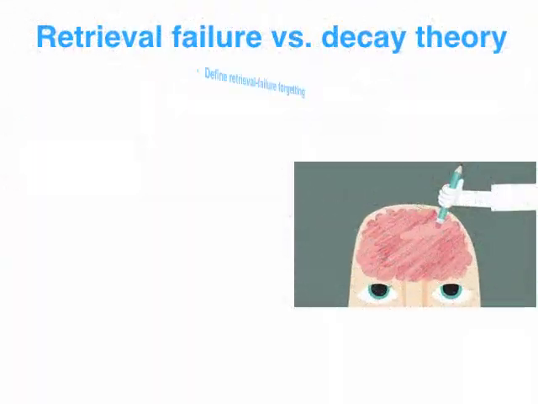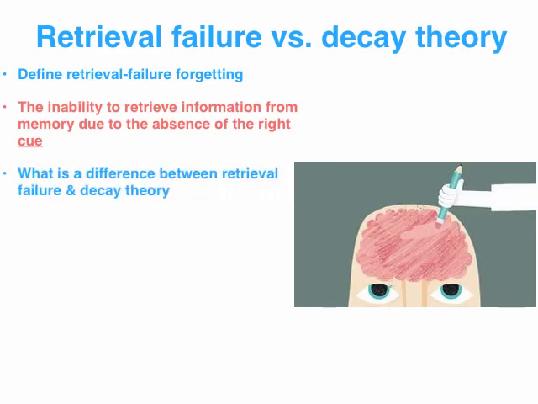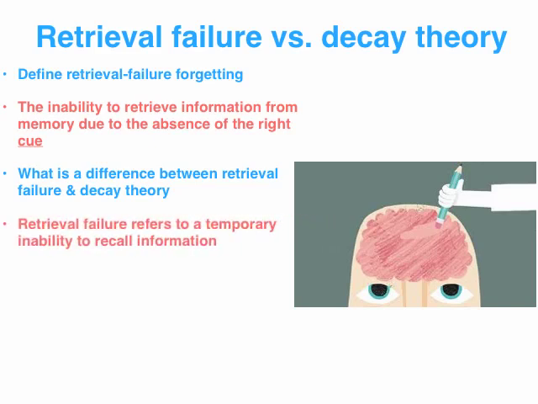Retrieval failure can be defined as the inability to retrieve information because of the absence of the right cue. We know it, but at the time we need the information, we're missing the cue we need in order to lead to a full recovery of that information. A key distinguishing feature between this and decay theory is retrieval failure is temporary, because eventually we will get the right cue and we'll be able to retrieve that information. We just need, like I said, the right cue.